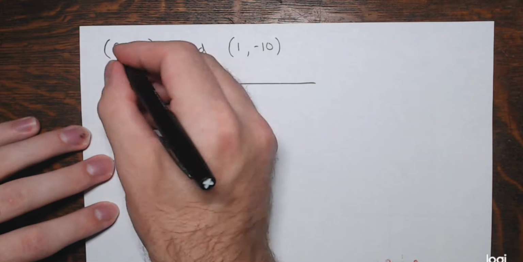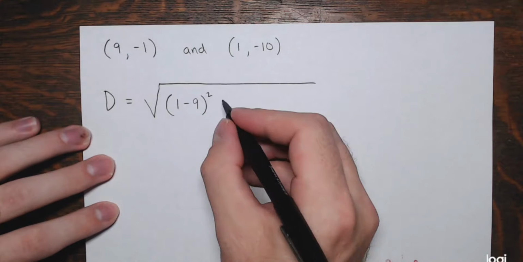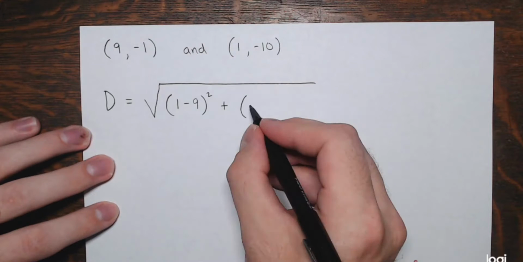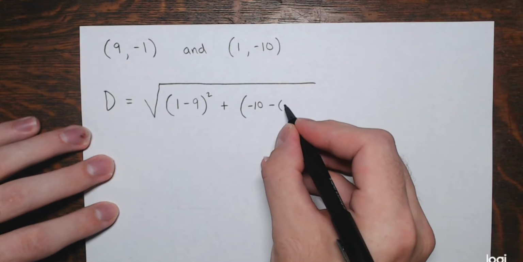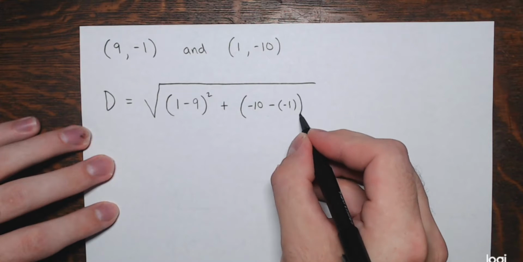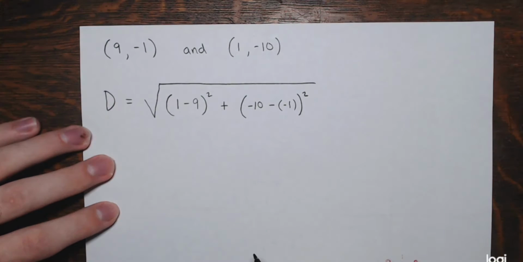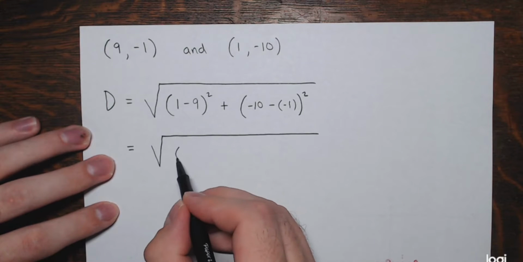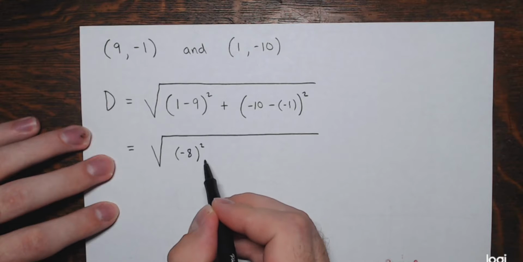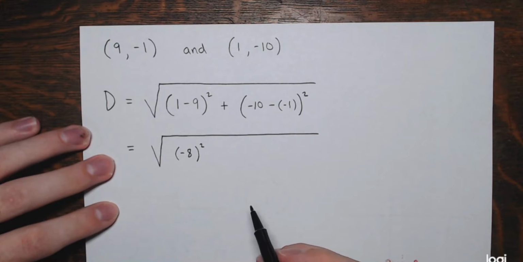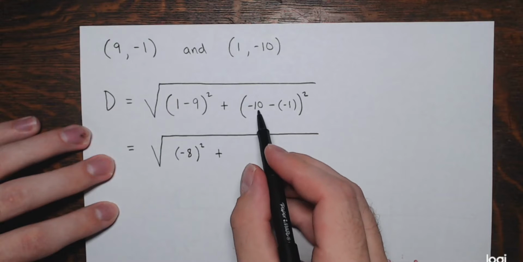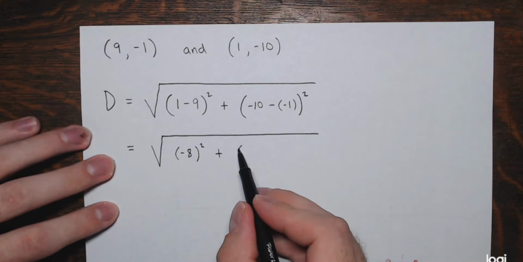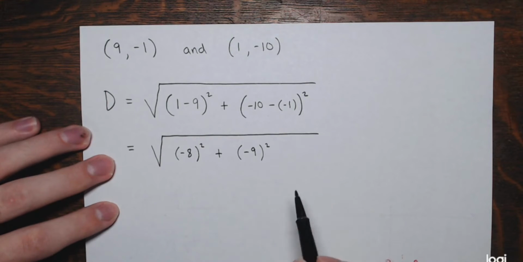But I'll do it the way I've been doing it, second minus first. All right, so (1 minus 9) squared, plus the change in the y coordinates, negative 10 minus negative 1. So you got minus a negative, that'll end up being a plus. And then square that. So this is the square root of negative 8 squared, which will end up being positive 64, plus negative 10 plus 1, which would be negative 9, and then squared will be positive 81.